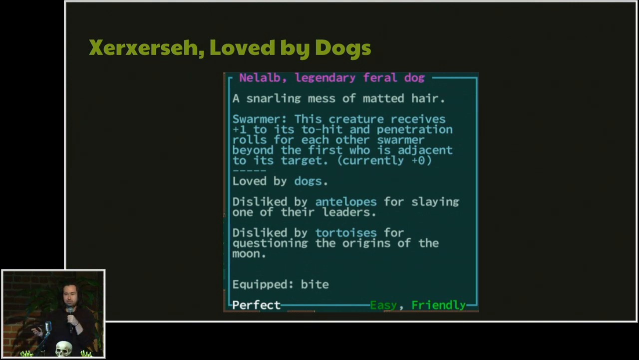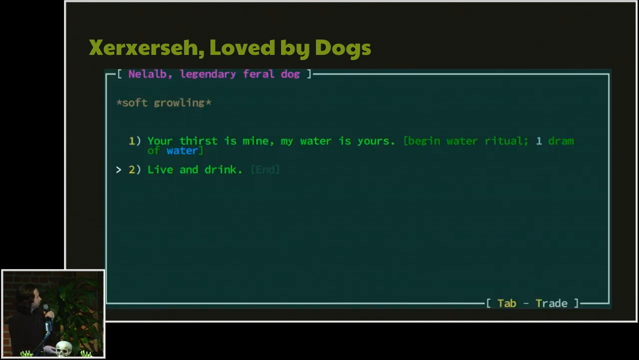When we uplift, any creature in the game can become a legendary version of itself, and when it does, it gets this procedural backstory and relationships with other factions. So if you're able to find a legendary dog like Nalelb, you can go up to him and talk to him. He's growling softly, so that's fine.